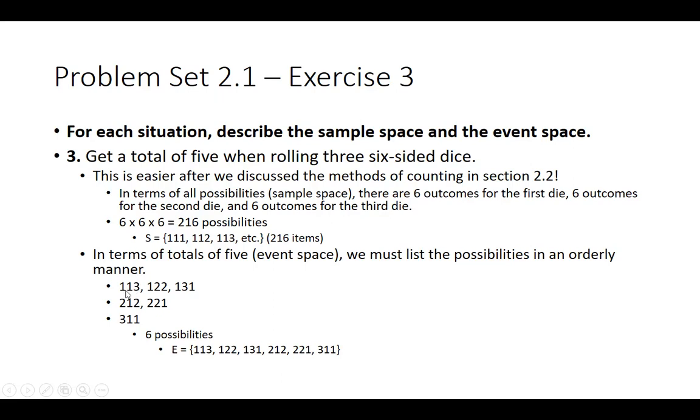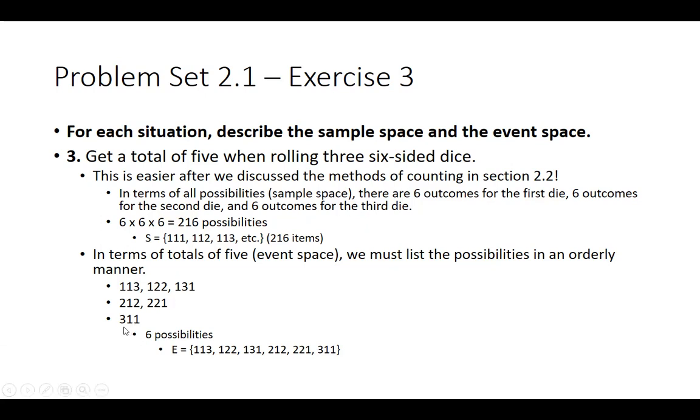Either we roll a 1 first, a 1 second, and a 3 third, or a 1 first, a 2 second, and a 2 third, or a 1 first, a 3 second, and a 1 third. Those are all of the different possibilities where we roll a 1 first. Looking at the possibilities where we roll a 2 first, we can roll a 2, then a 1, then a 2 to give us 5. Or we can roll a 2, then a 2, then a 1 to give us 5. And those are all of the possibilities of rolling a 2 first and getting a 5.